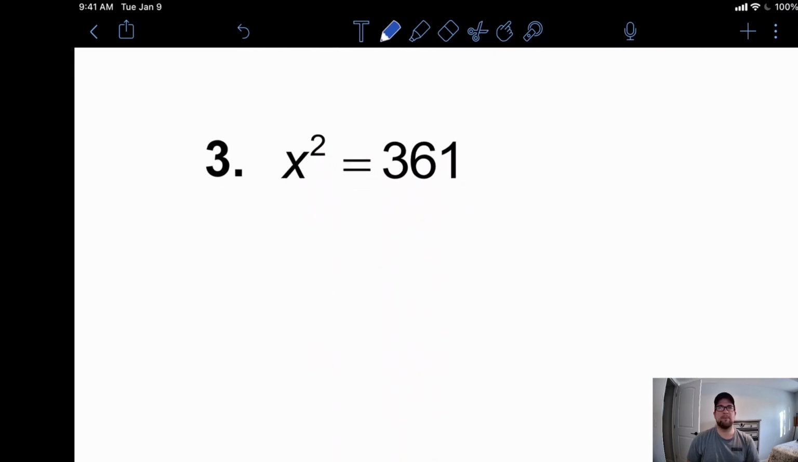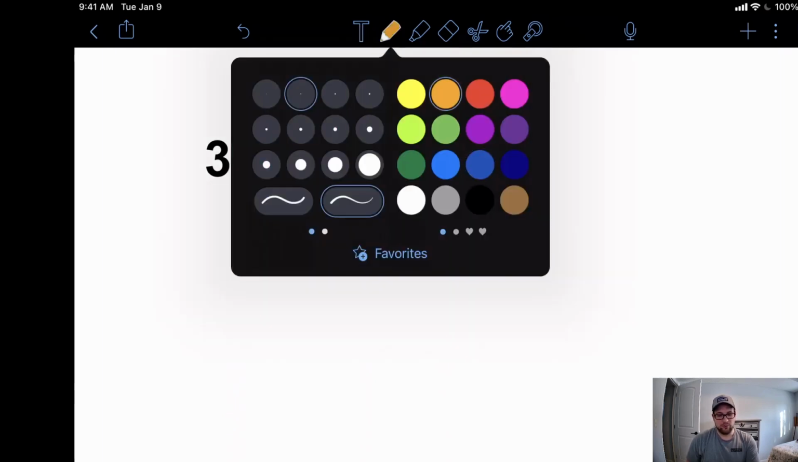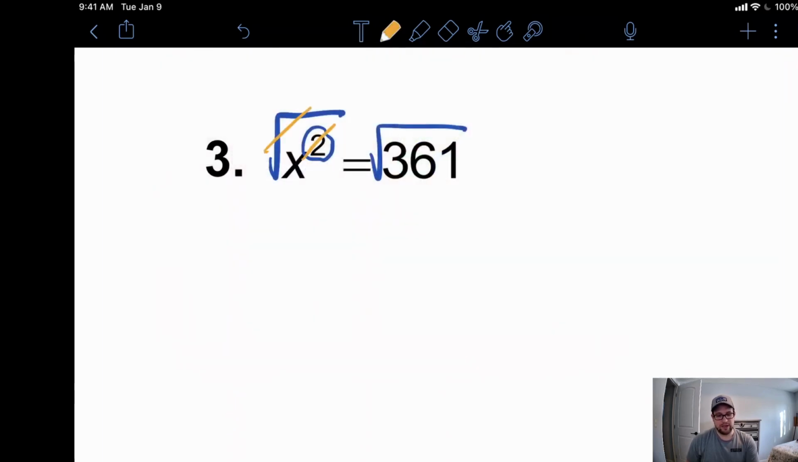So here's problem number 3. In this situation, we want to get x alone, but we notice it's being squared. To undo squaring it, we want to take the square root of both sides. Now, when we do that, the square root and the square cancel each other off, meaning we're just left with x. Now, I don't know what the square root of 361 is, so that's where I'm going to go grab my calculator.